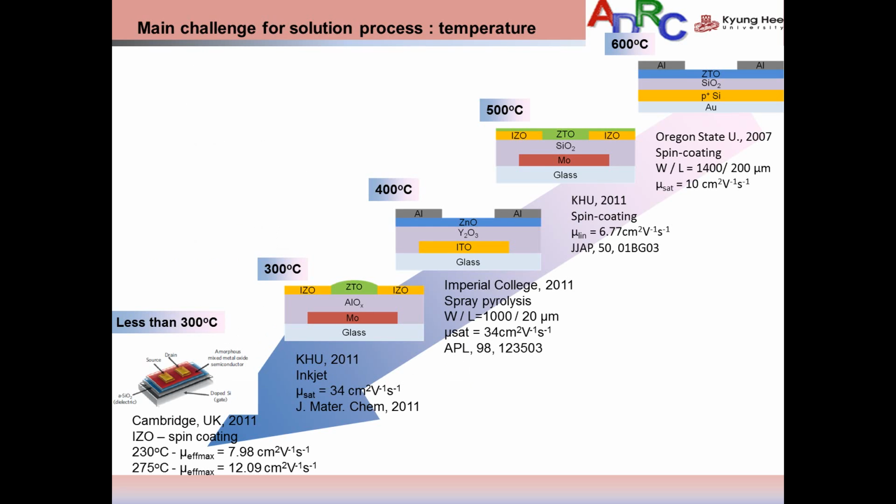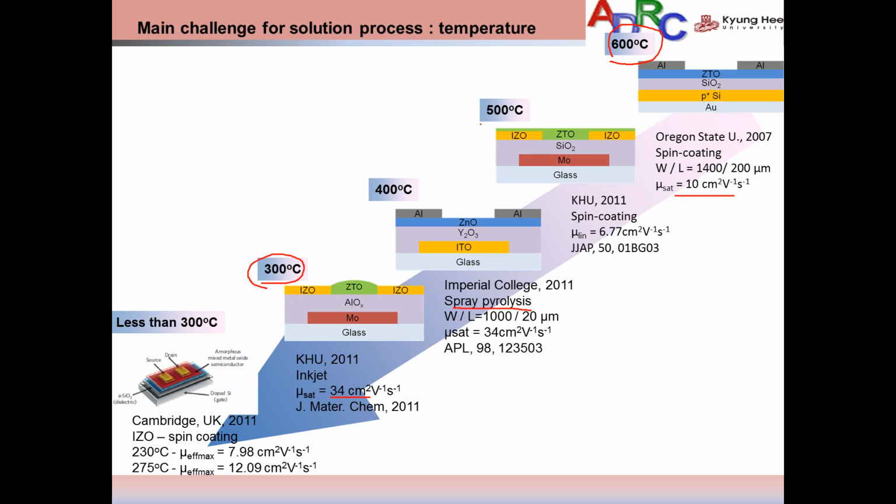So people have been using different annealing temperatures. 600 degrees showed a very nice saturation mobility of around 10 centimeters square per volt second, and others have used different techniques such as pyrolysis to reduce the temperature. And we have introduced another way to think about this reduction of temperature in order to get high mobilities.